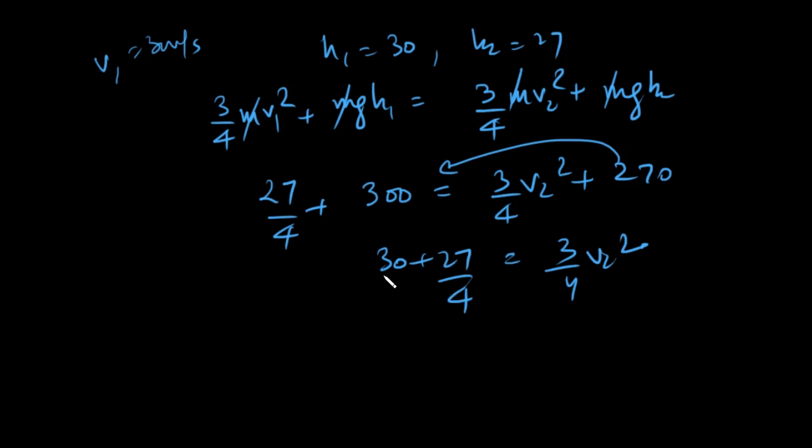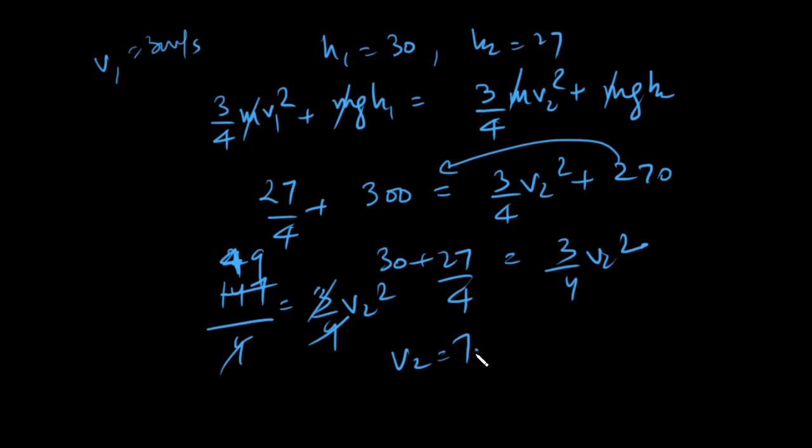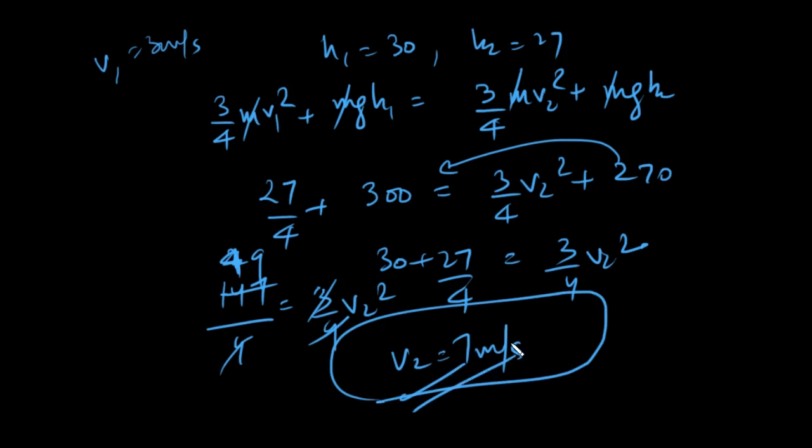4 3s are 12, 120, 147 by 4 equal to 3 over 4 v2 square, okay. 3 4s are 12, right? 3 9s are 27, 4 gets cancelled, v2 is 7. So the answer is 7 meters per second, okay.